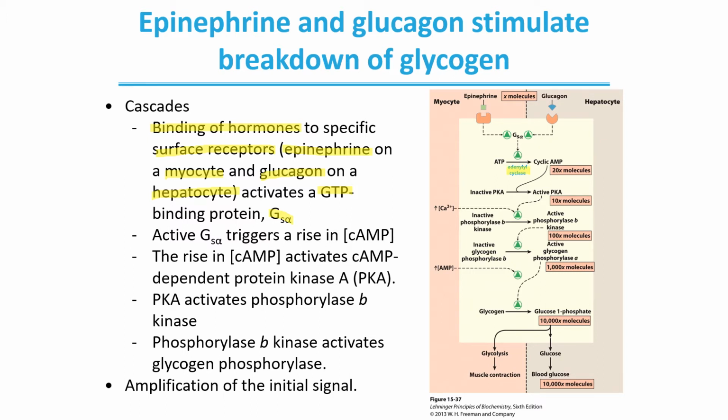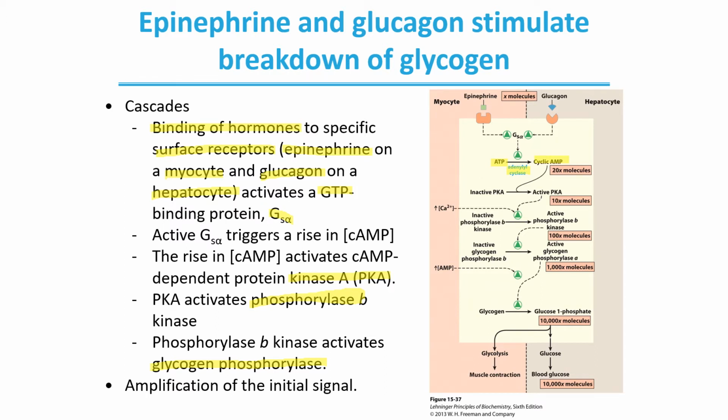This enzyme converts ATP to cyclic AMP, and cyclic AMP is the second messenger for this pathway. Cyclic AMP in turn activates protein kinase A, or PKA, which in turn activates phosphorylase B kinase, which eventually activates glycogen phosphorylase, the main enzyme of the glycogenolysis pathway, the pathway in which we break down glycogen, as we discussed last time. This is a cascade of reactions, as we call it.